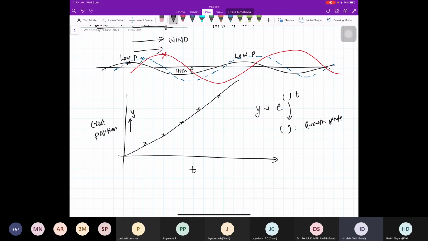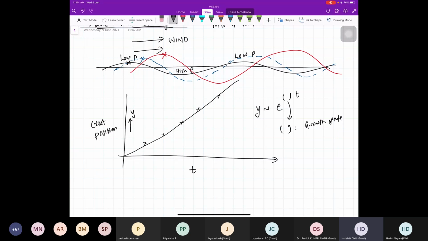This tells you that the wave is amplifying with time. But notice that it's also doing something else. While it is amplifying with time, it's also amplifying in space, because it is also flowing down. So where is this now?